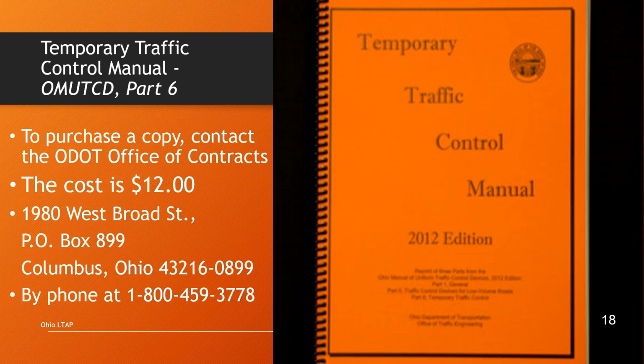So here's how to get your own copy. If you want a physical copy of the temporary traffic control manual, you can call our 1-800 number here, 1-800-459-3778, at the bottom of the screen, and that is the number for the ODOT Office of Contracts. They are the office that is charged with distributing our different reference manuals, and it looks like the price is $12 per copy.